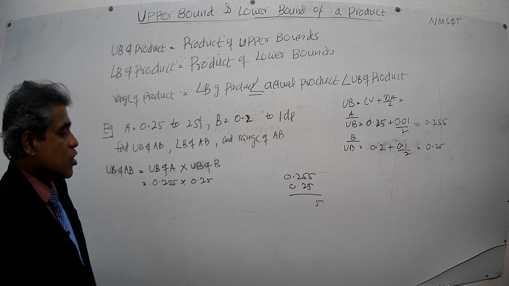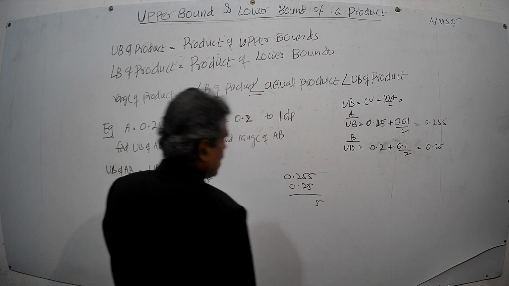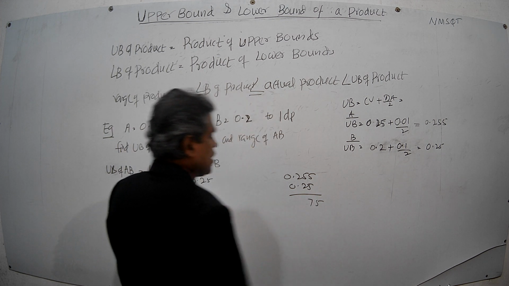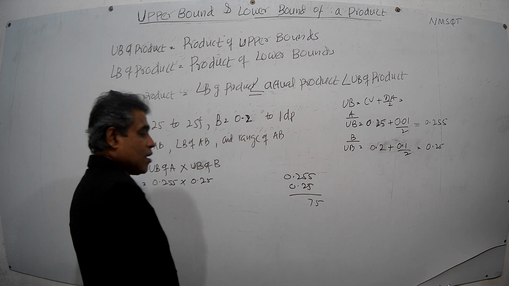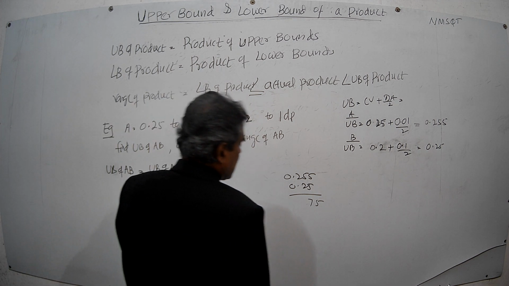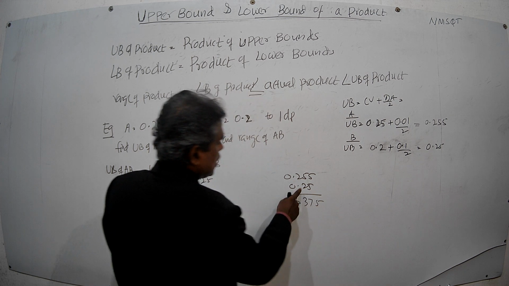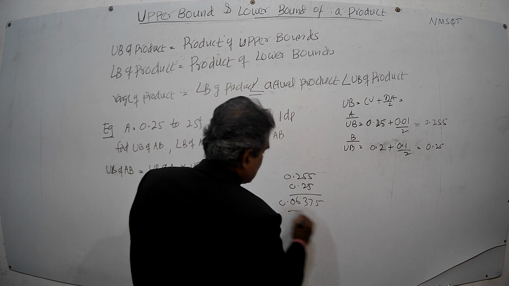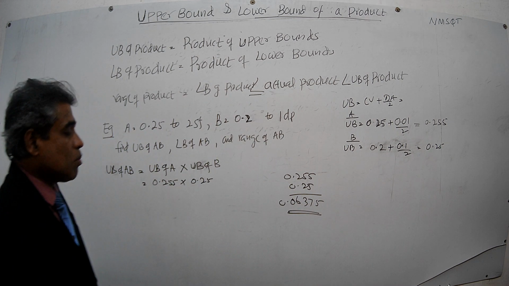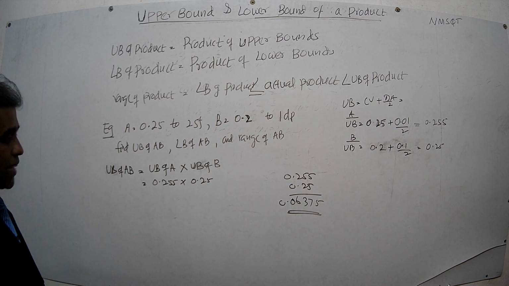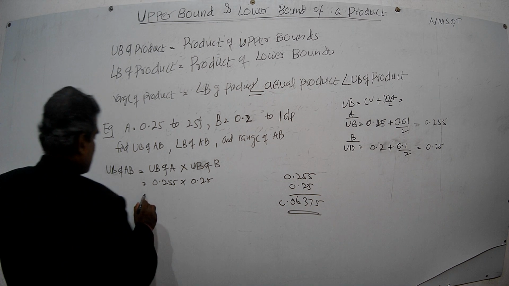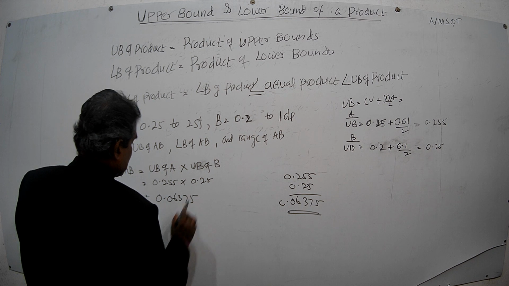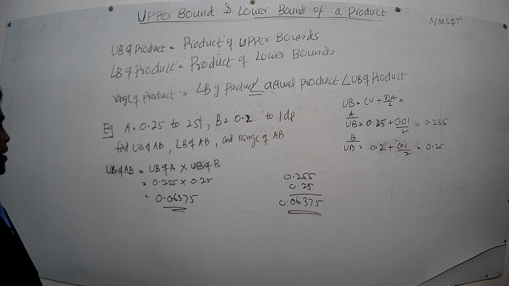12 is left. 25 times 5 again, 125 plus 12, 137. 13 is left. Then 25 times 2 is 50. 50 plus 13, 63. How many decimal places? 1, 2, 3, 4, 5. There are 5 decimal places. You have to keep 5 decimal places in the answer, because the sum of the decimal places in the numbers that have been multiplied must be kept in the answer. Right, now the answer will be 0.06375.